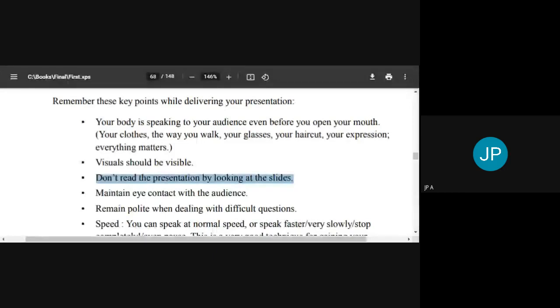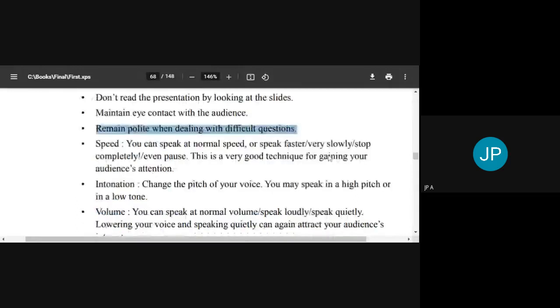And when you are asked questions, we should be very polite. If you have some difficult question, or if you don't know the answer to any particular question, tell the audience that you don't know the answer. Don't get into a fight with the audience. And when we speak, depending upon the situation, you can increase or decrease the speed so that the audience will be very attentive to you.